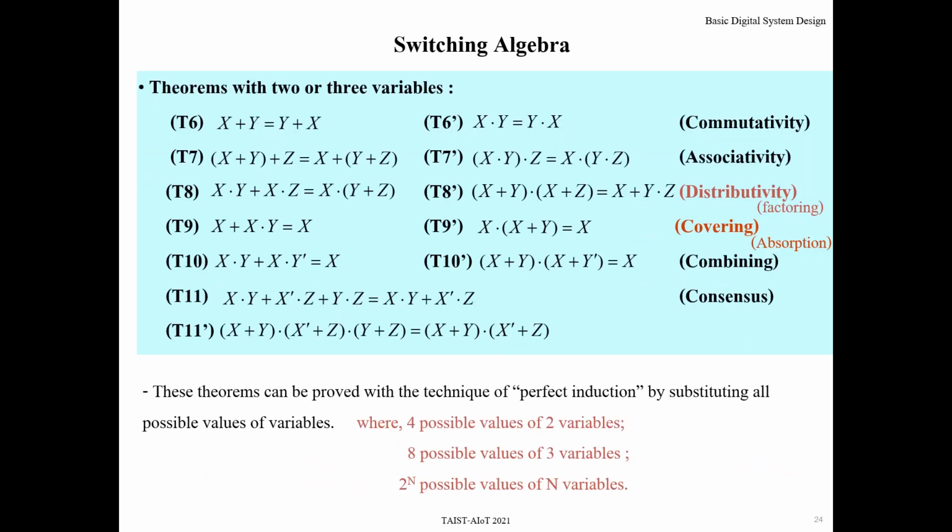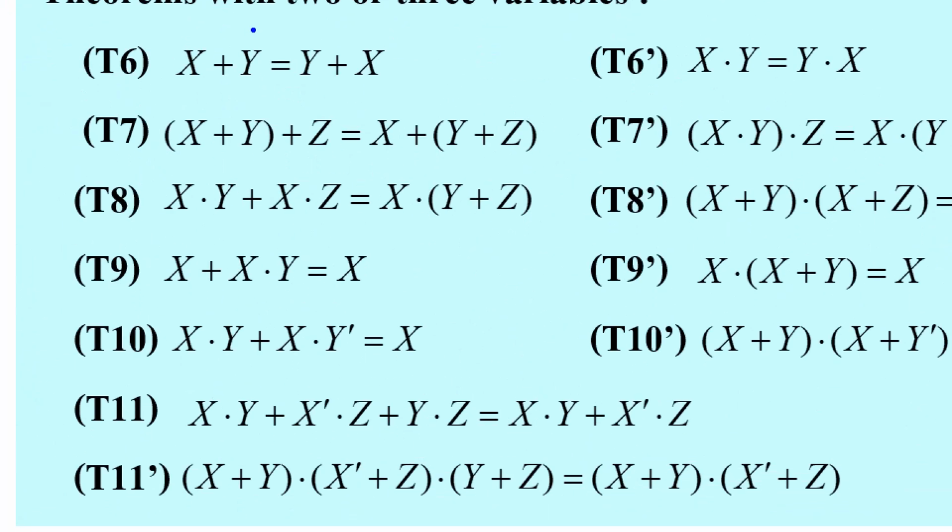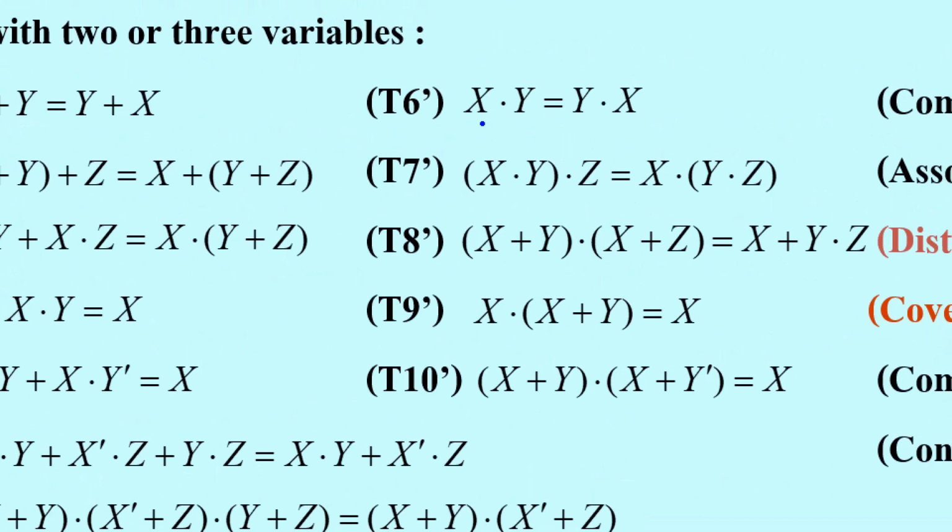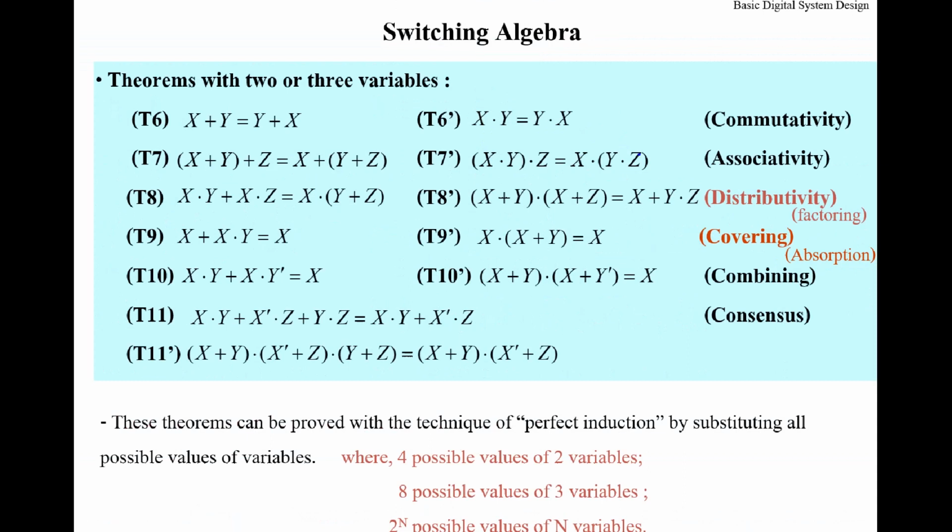Okay. And there will be a list of theorems for switching algebra. For example, x plus y equal to y plus x, or x and y equal to y and x. Okay, it's commutative. Or you can do this one first, or do this one first. We give the same result. It's associative.